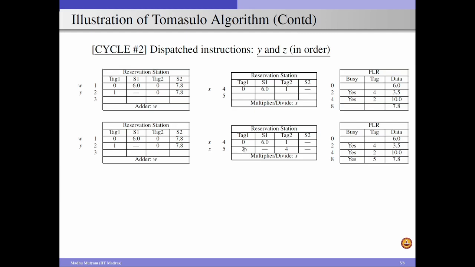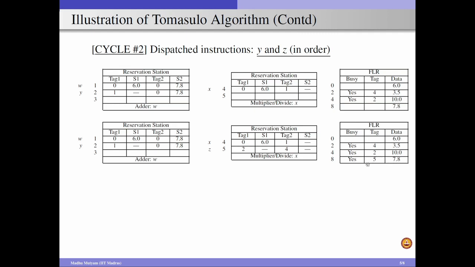And similarly, the other operand for instruction Z is R2, but R2 is also not available as indicated by the register file, and it is going to be produced by an instruction that is stored in reservation station entry 4. We are going to supply 4 to the tag field of the second operand of this instruction. By the way, because this instruction Z is writing the value to register R8, we update the R8 entry in the register file by setting the busy bit and also by setting the tag field.